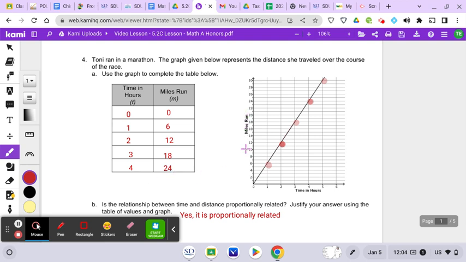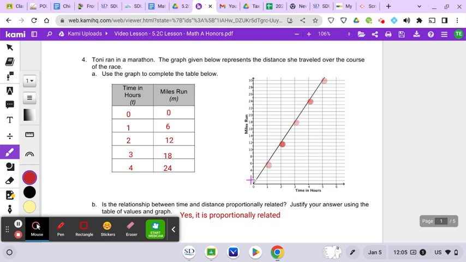My dependent is my miles. I have to look at where it kind of hits. 1 is hitting at 6. And 2 is hitting at 12. And 3 is hitting at 18. And 4 is hitting at 24, and 5 is hitting at 30. So I put some of my points in.